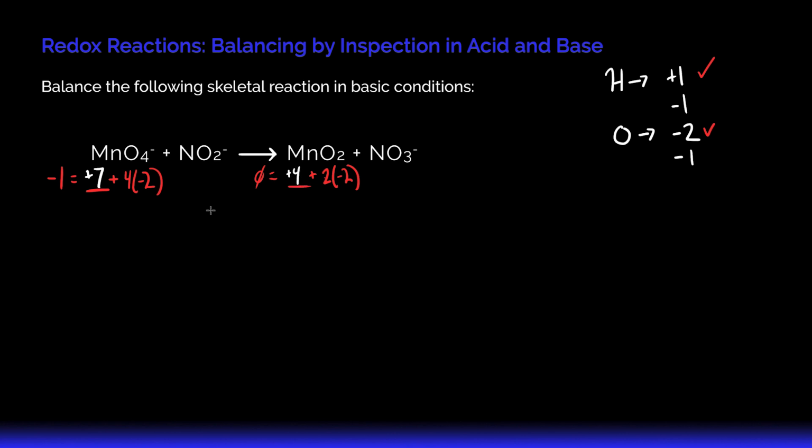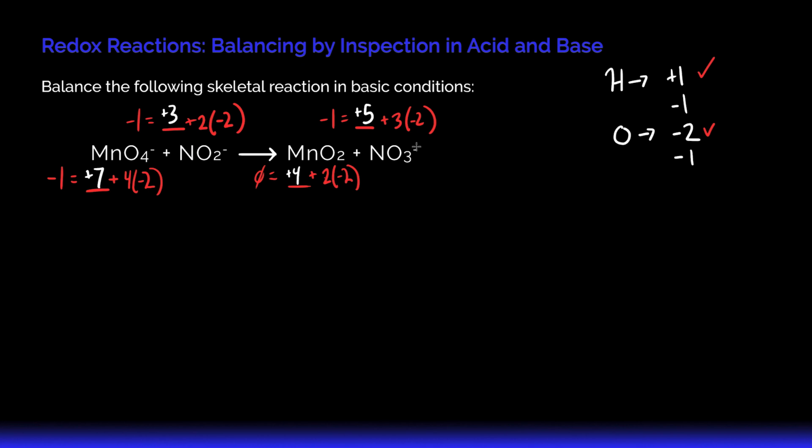So we're going to do the same thing for the other half reaction, where we simply look at this and we say 2 times -2 plus what gives me -1, and I say, well, that's got to be +3, because +3 plus -4 gives me -1. And then over here on the far right, I have 3 times -2 plus what gives me -1. Well, that's got to be +5.